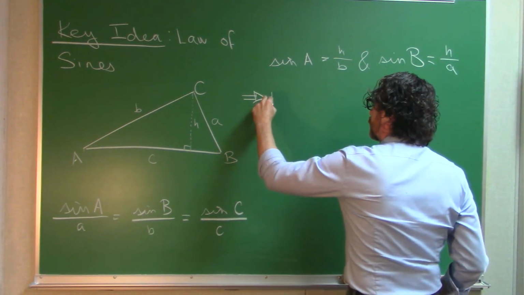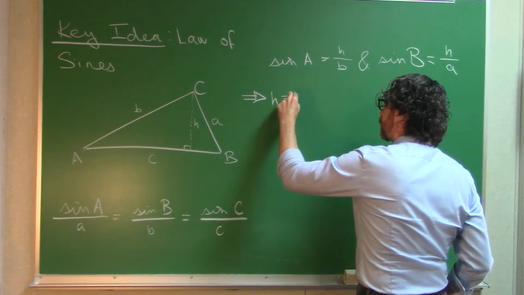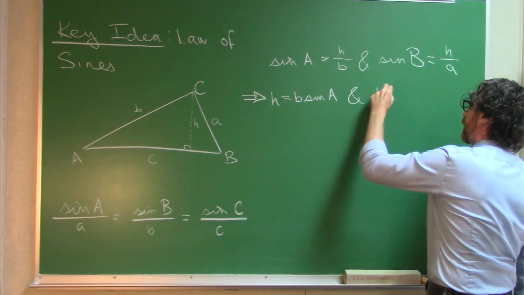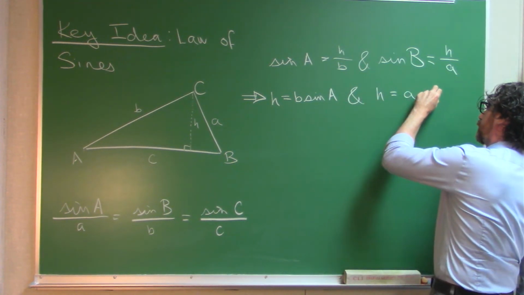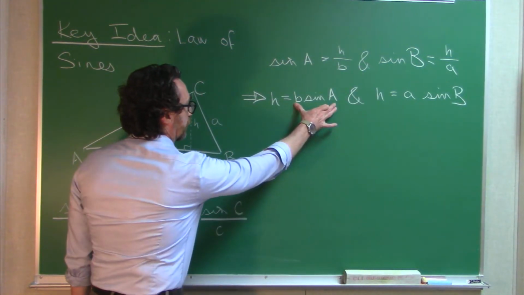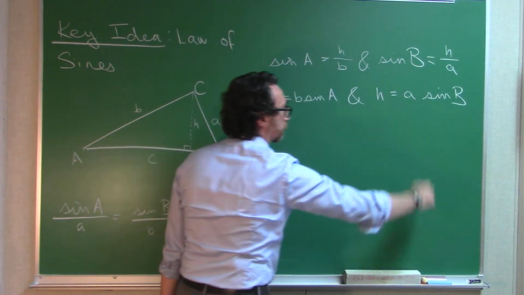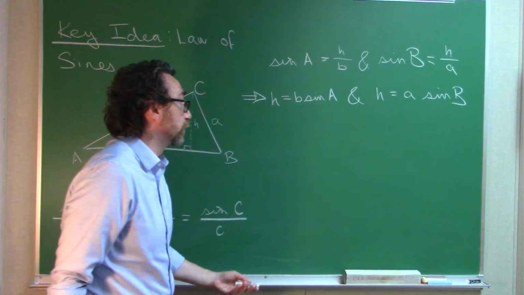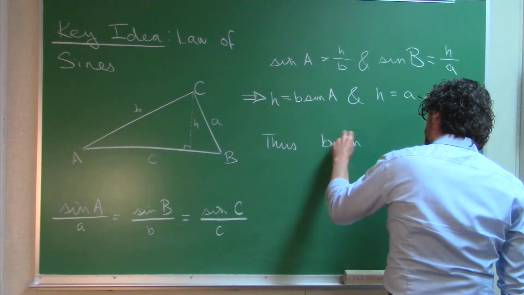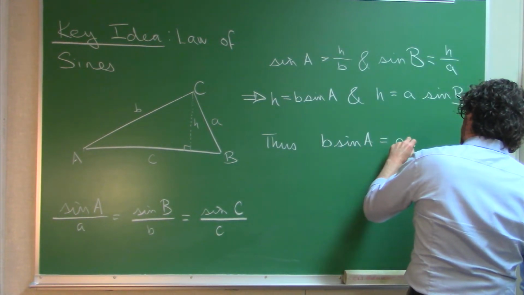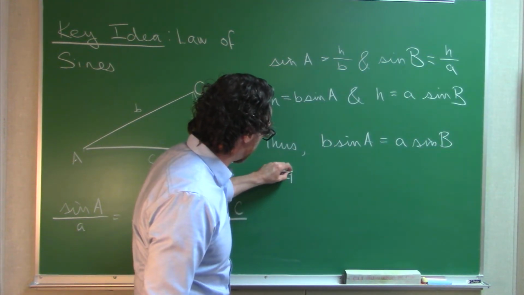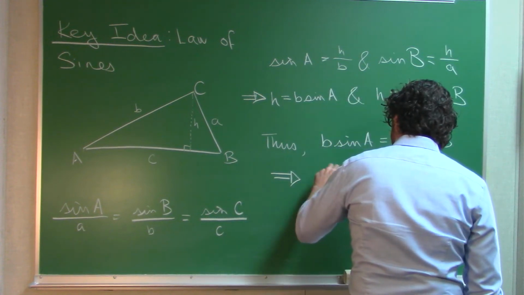We can solve it for h. This first equation says h equals b times sine A. And this second equation says h equals a times sine B. So this expression is equal to h, and so is this expression. So those expressions must be equal to each other. b times sine A would have to equal a times sine B. And of course, that equation is equivalent to this one right here.